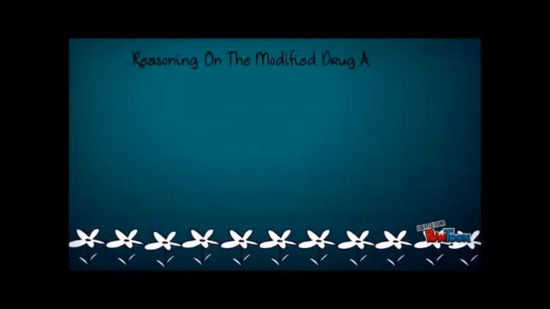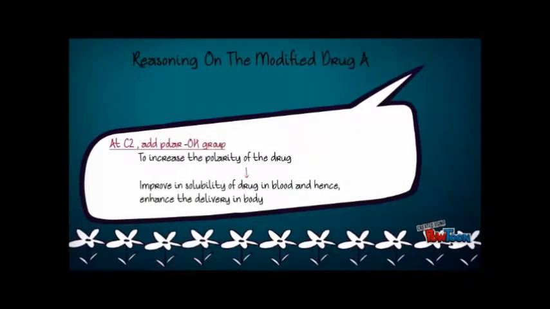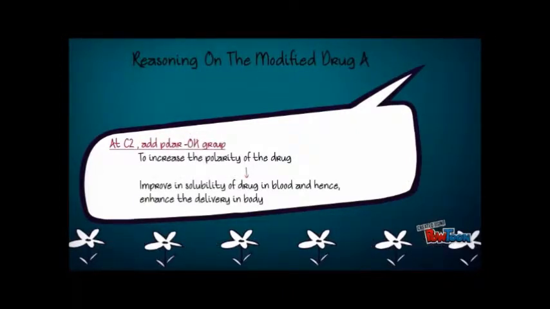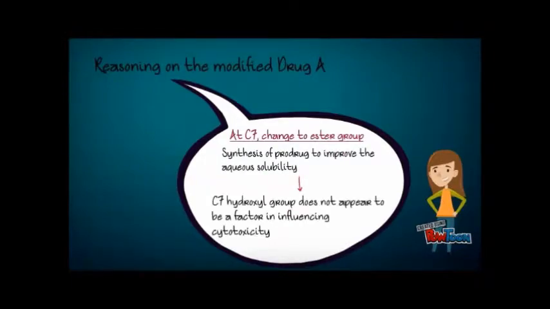The reasoning on the modified drug A is at carbon 2, we add a polar OH group to increase the polarity, while at the carbon 7, we change to ester group. This is a kind of prodrug to improve the aqueous solubility.